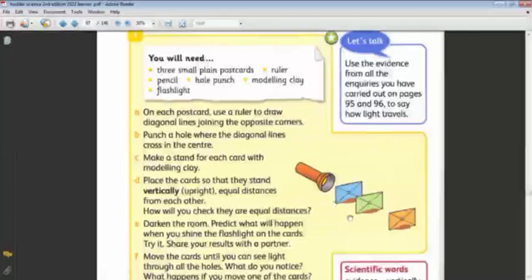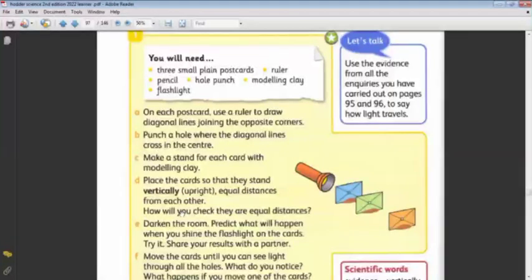Okay. Then we will measure the distance between them. We will put them each one so that the distance between them is equal. We will use the ruler to make the distance from the first postcard to the second one the same as the distance from the second postcard to the third one. And we will use the modeling clay to make these postcards stand vertically upright, each one before the other. Then we will turn on this flashlight and we will darken the room.